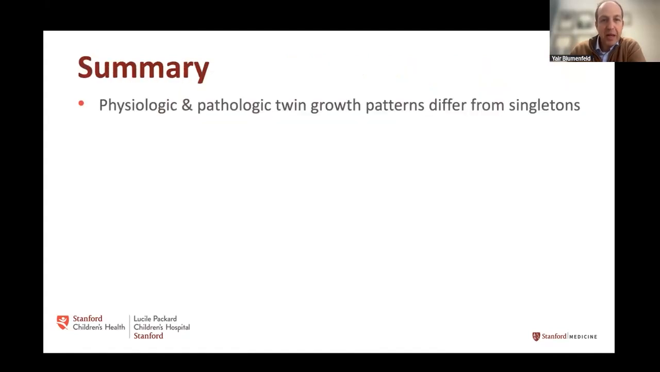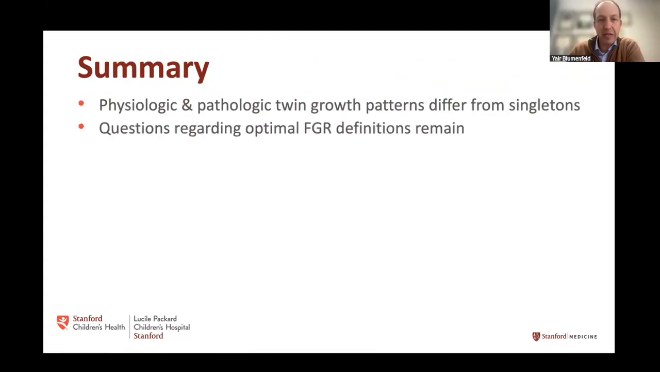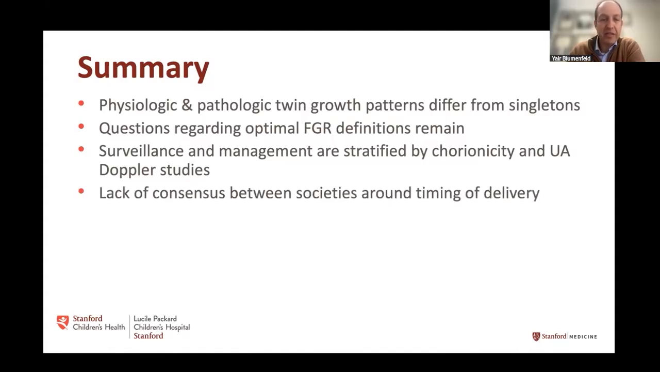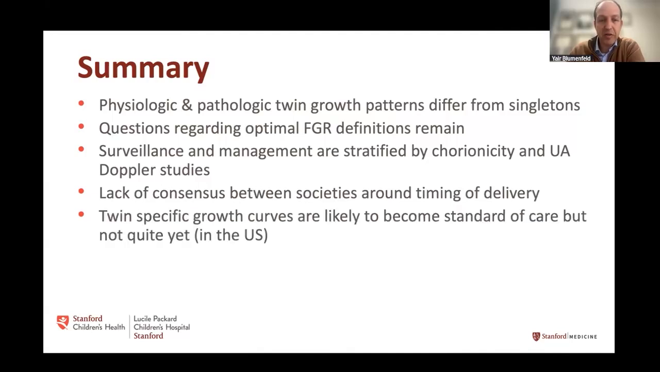So in summary, the growth patterns of both physiologic and pathologic twins is very different from singletons, predominantly in the third trimester. We still have some questions regarding FGR definitions, certainly when we compare around the world. In the United States, we use that more simple ACOG and SMFM definition. For those of you guys practicing elsewhere, you have your ISUOG definitions or some national guidelines. The most important thing in the first trimester is to identify the chronicity, because the surveillance is going to vary widely. There's really lack of consensus about delivery timing when you have FGR in twins.